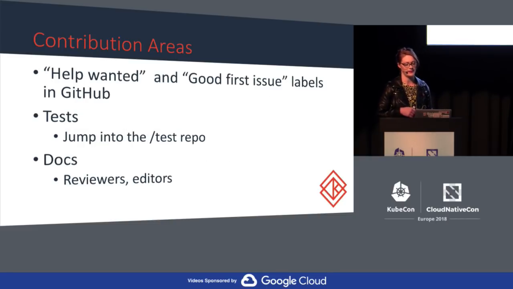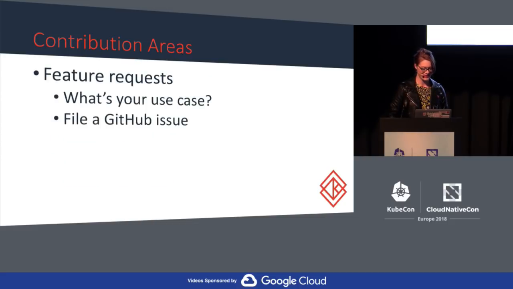When you get to the Kata Containers GitHub, you will see that we use the help wanted and good first issue labels. Other areas that we're really looking for some extra hands are in tests and docs. So if testing or documentation speak to your heart, we'd love to have you. There's a test repo, docs, we're looking for reviewers and editors.